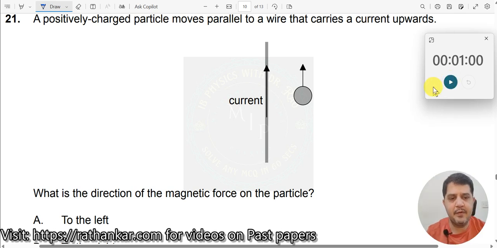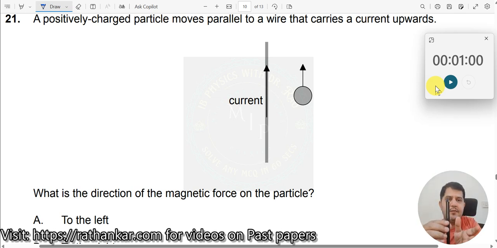Question number 21. A positively charged particle moves parallel to a wire that carries a current upwards. So the current is carrying upwards like this, over here. And then what does it say? What is the direction of the magnetic force on the particle? Now there is a particle which is going upwards over here. So this is a current carrying conductor.